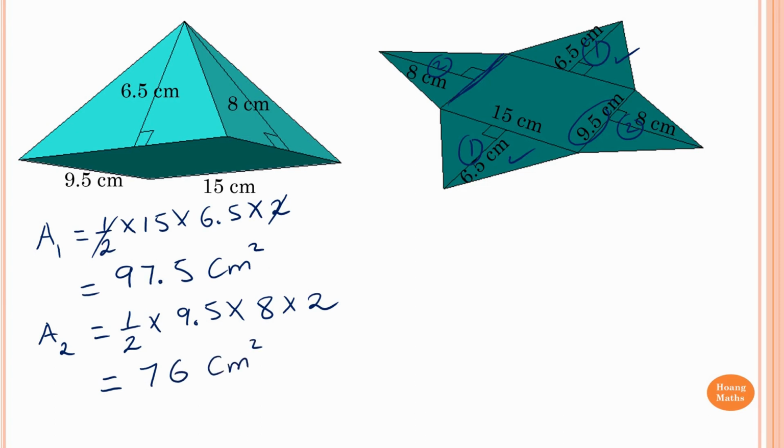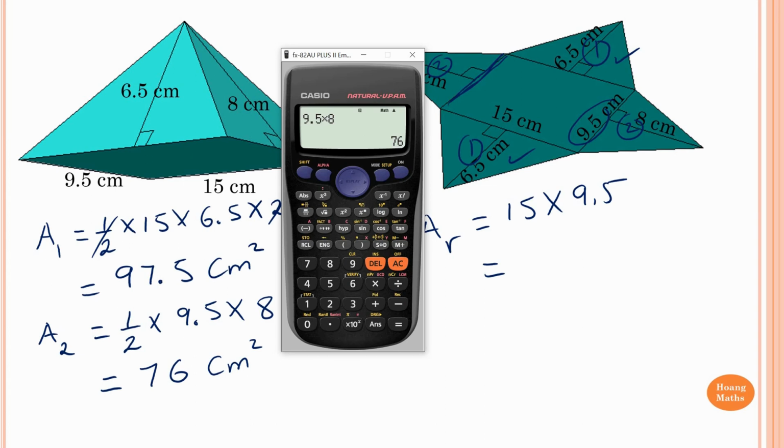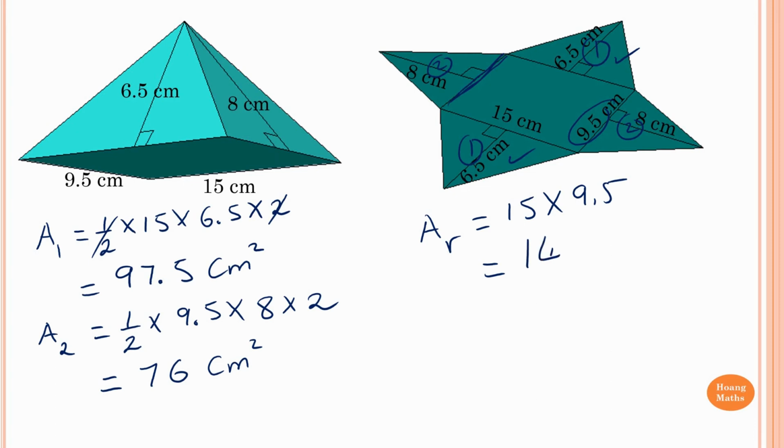So what's left is the area of the rectangle. I can write area of the base B or AR. Doesn't really matter how you name it. So I got 15 times 9.5, which is equal to 142.5. And the unit is square centimeters.